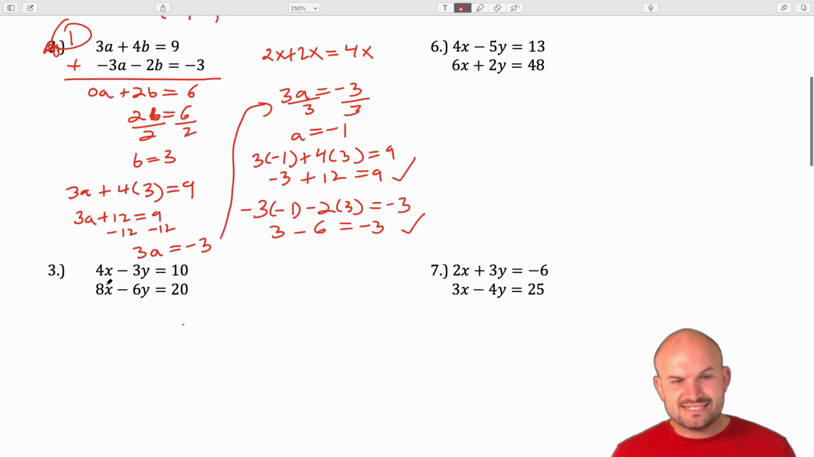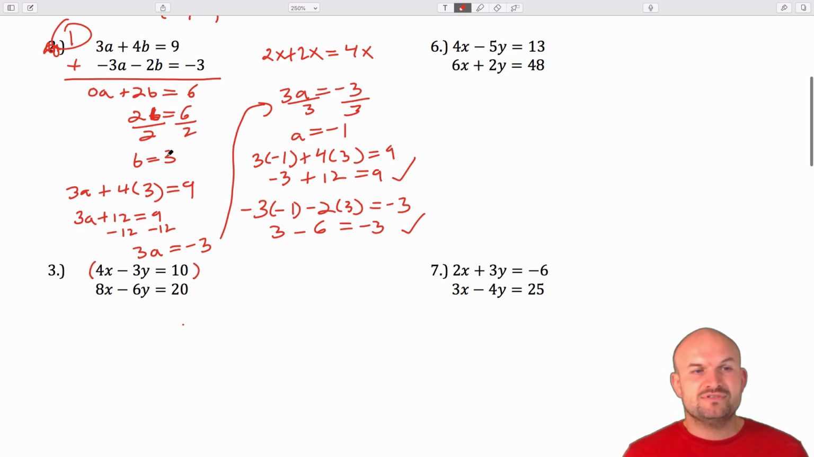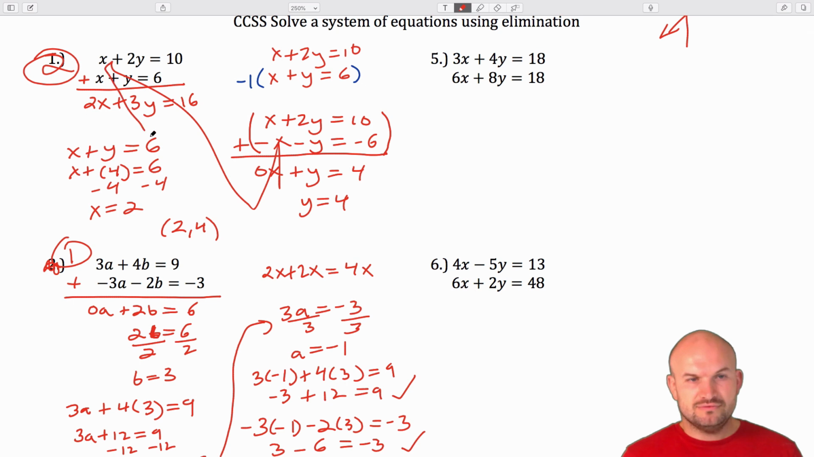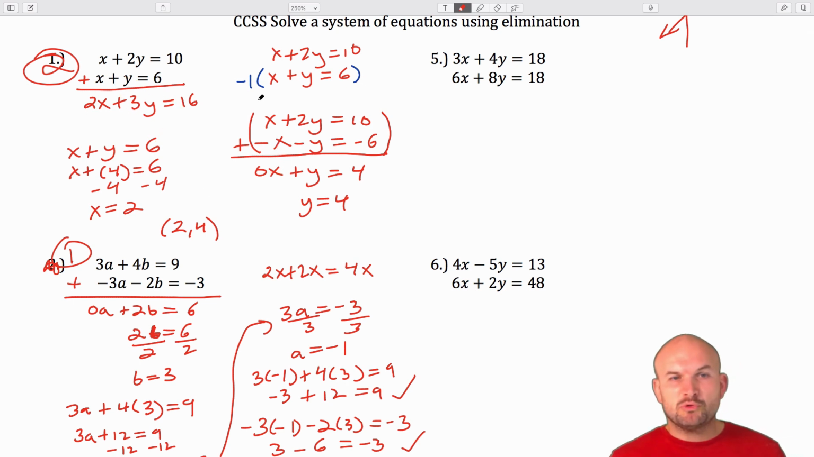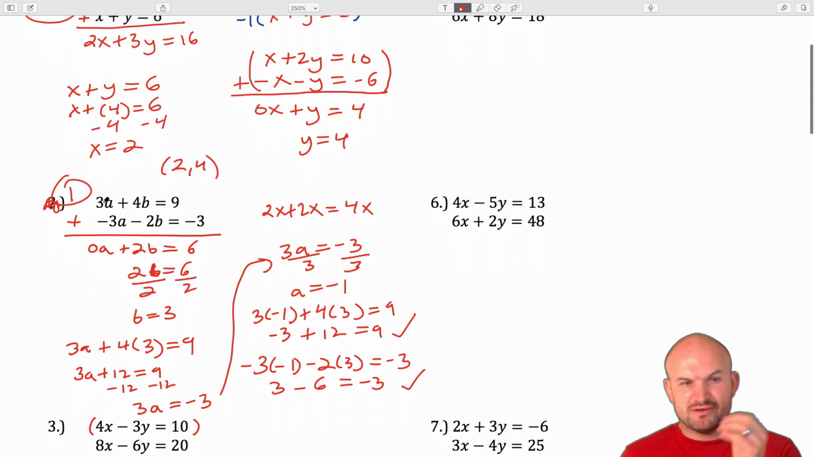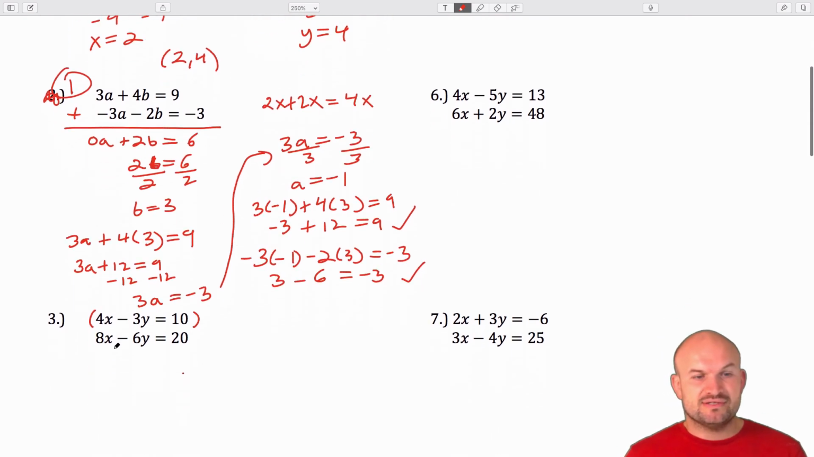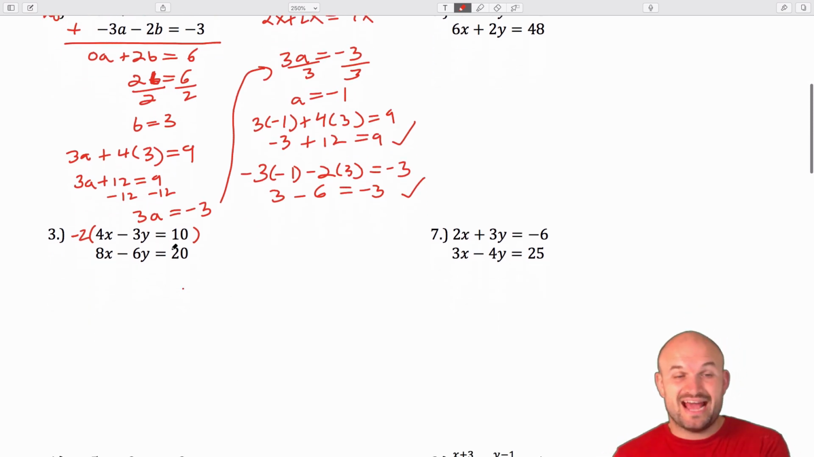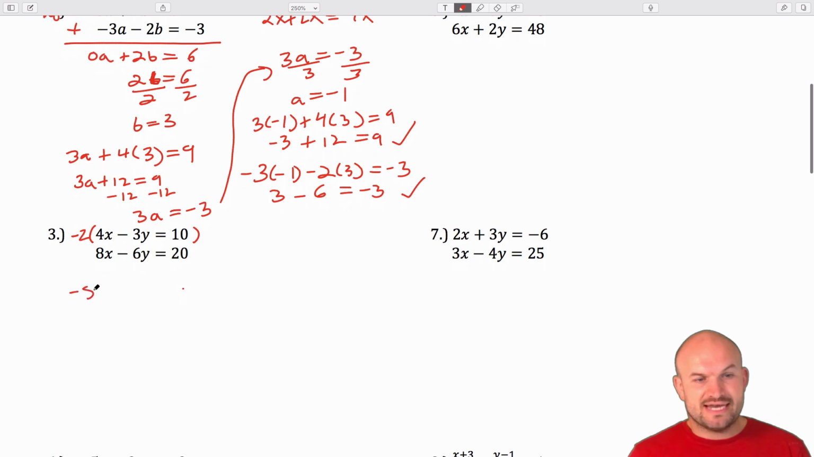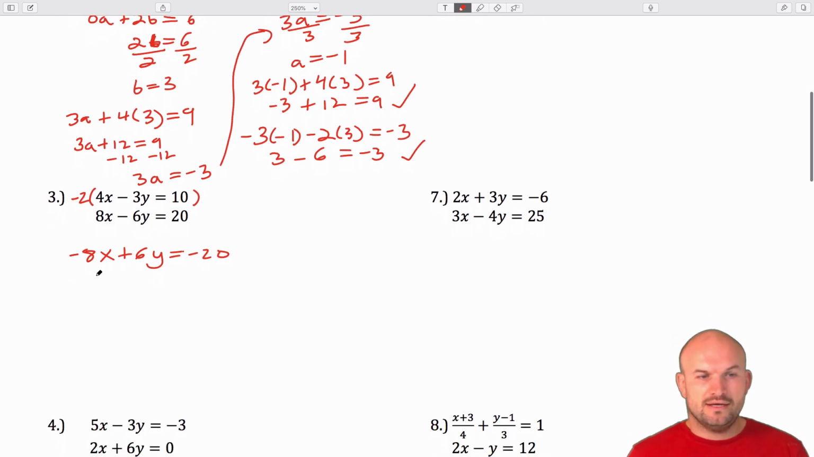So if I want the coefficients of the x to be the same, I would want to multiply by a 2. Now again, I don't want them to be both positive, because then I have to use a negative multiplier. I want them to be one positive and one negative. So what I'm going to do is multiply by a -2. Make sure when you multiply by -2, you're multiplying everything by -2. And now what I get is a negative 8x plus 6y is equal to a negative 20. All right, and then I have an 8x minus 6y is equal to a positive 20.